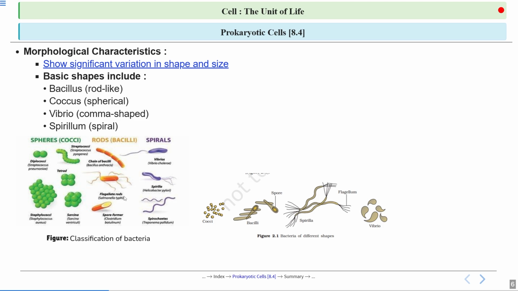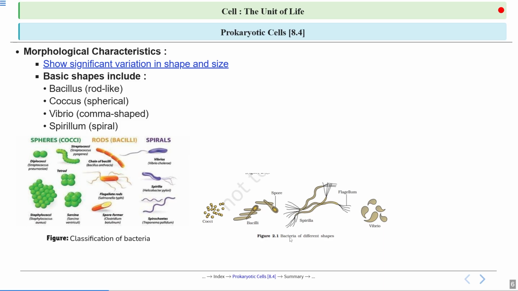Clear? Examples are Bacillus anthracis and Salmonella typhi. This is also a rod-shaped bacteria. Clostridium botulinum is also a rod-shaped bacteria, which causes food toxicity. Then spiral bacteria. An example is Spirilla. And this is Vibrio cholera. Vibrio cholera is a comma-shaped bacteria.